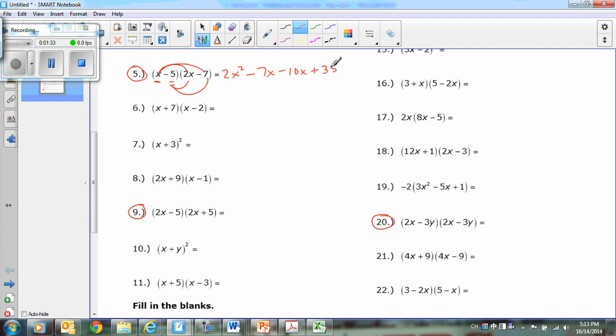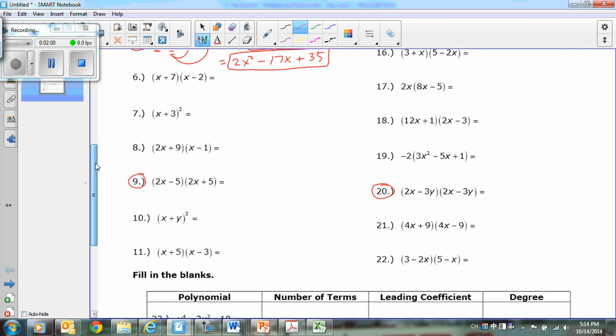All right, at this point we're going to go back and collect any like terms. I see 2x terms here that can be combined. So our final answer will be 2x squared, and then -7x minus 10 more would give us -17x, and then plus the constant term of 35. All right, so there's your number 5. Let's move on and take a look at number 9.